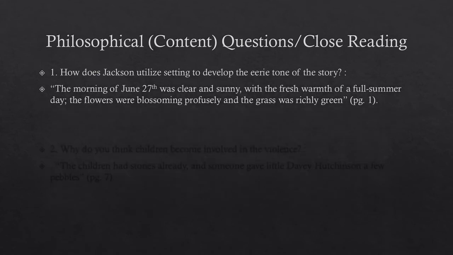"The morning of June 27th was clear and sunny, with the fresh warmth of a full summer day; the flowers were blossoming profusely, and the grass was richly green." For me, this opening sentence stands out because it's so innocuous. It's depicting a beautiful June day, the kind of day where we probably all want to be outside having a picnic. So in the first sentence of the story, the last thing on my mind is the stoning to death of a random person. And that's very intentional on Jackson's part, right?